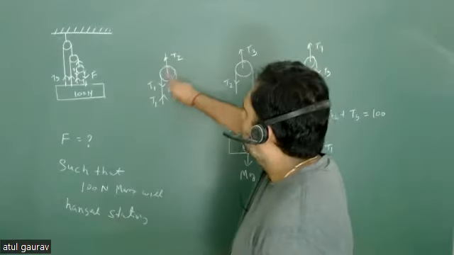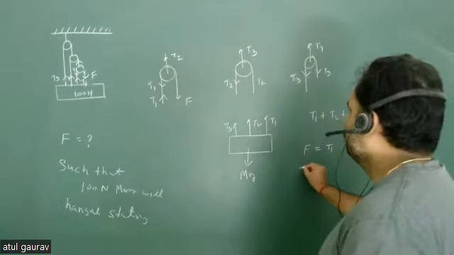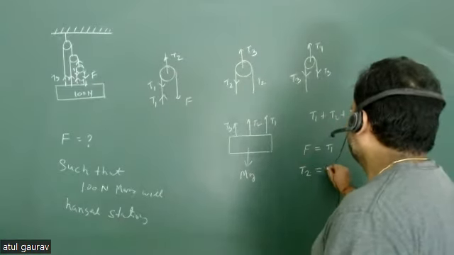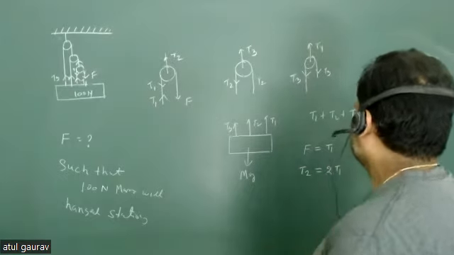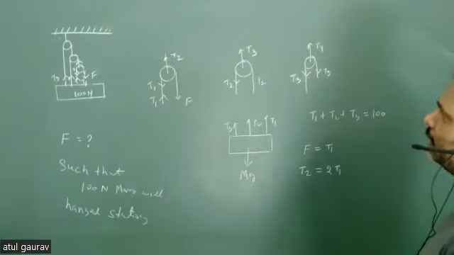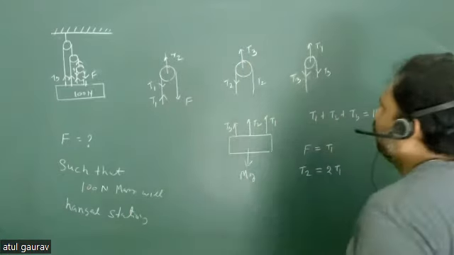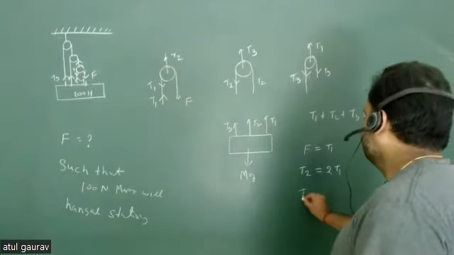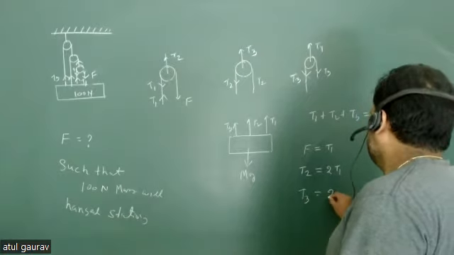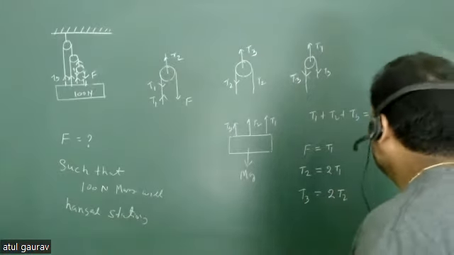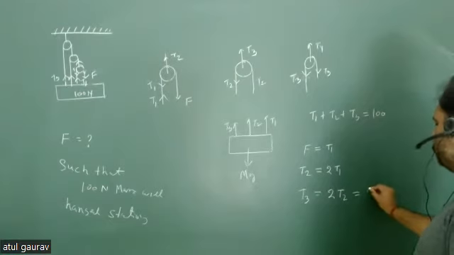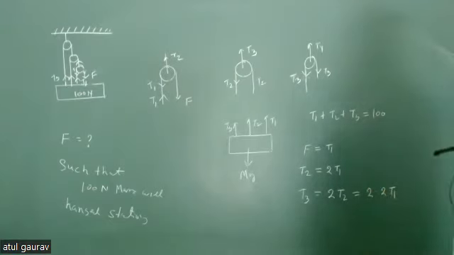And from there, can I say T2 is equal to 2 times T1? And for the second one, can I say T3 is equal to 2 times T2, which will be equal to 2 into 2 times T1? Can I write this? I am just writing each and everything in terms of T1.